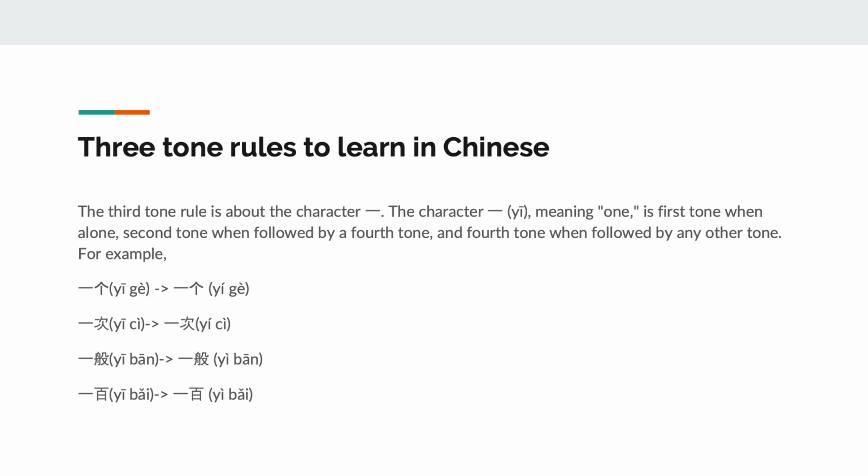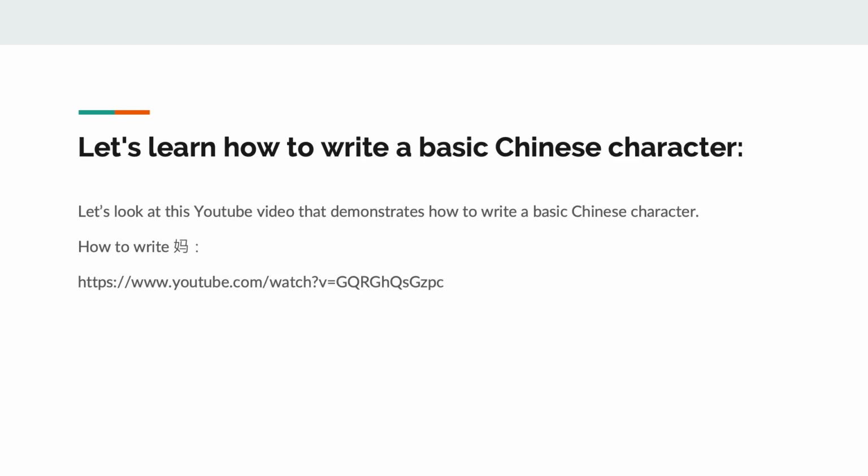For example, 一个 becomes 一个，一次 becomes 一次，一班 becomes 一班，and 一百 becomes 一百。Next, let's learn how to write a basic Chinese character. Please follow the link to this YouTube video.